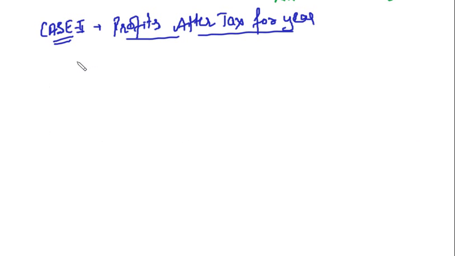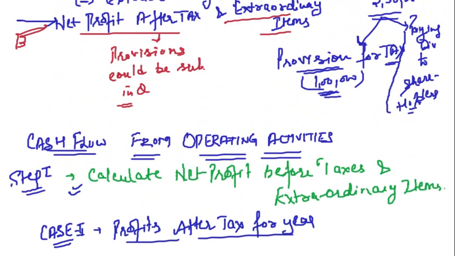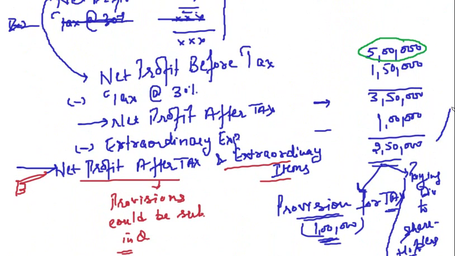Now, what you are going to do is, how to reach net profit before tax and extraordinary items. We will have to do the reverse working. From here to here, we have to reach here. So, whatever is subtracted, we will add back. You know how to do reverse working. Whatever is subtracted, we will add back, and whatever is added, we will subtract. We have to move in the reverse direction.